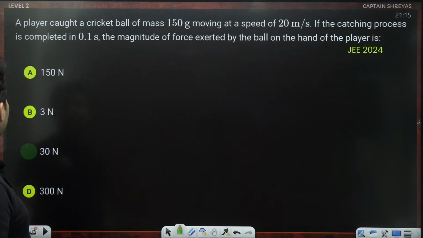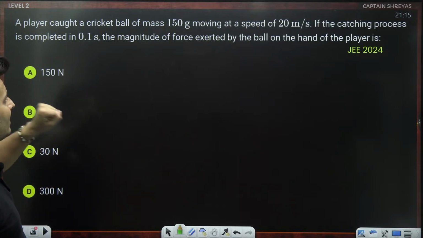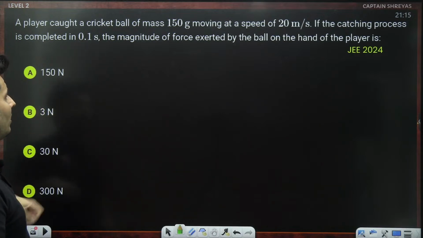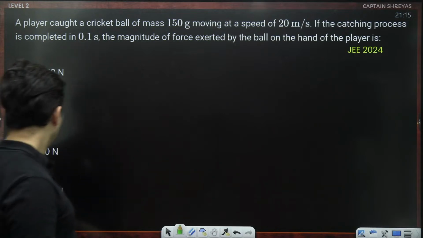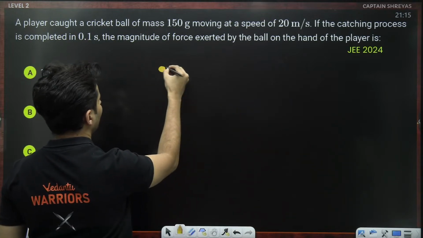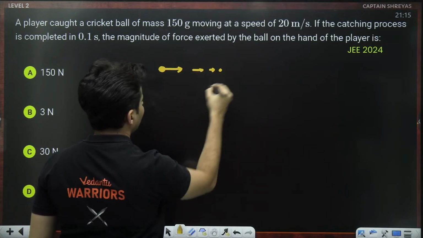Here it is. What does it say? A player is catching a ball, moving at some speed, completes the process. Force exerted by the ball on the hand of the player is how much? Okay. Guys, this is a question of Newton's second law. There is a ball which is moving. It stops finally in some time.